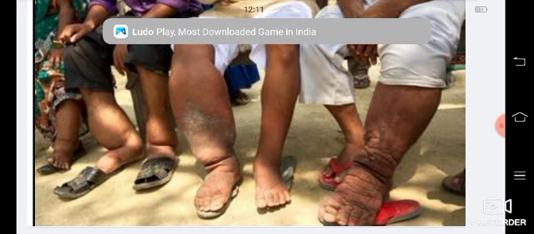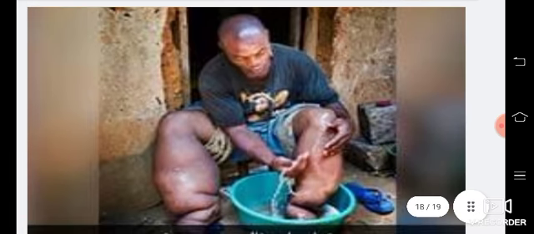Next, look at this picture, a person's leg which is very swollen. This disease is called filariasis or elephantiasis. This disease is caused by a worm. In Tamil we say yanai kal vyadi. The foot looks like an elephant foot, right? So that is why the name is elephantiasis or filariasis. Extra care must be taken for the leg if a person contracts this disease.